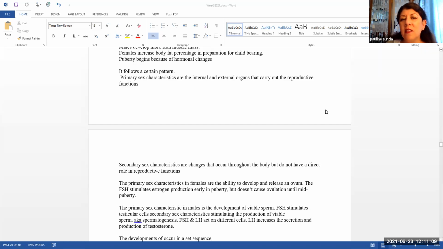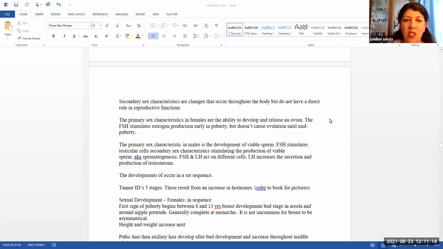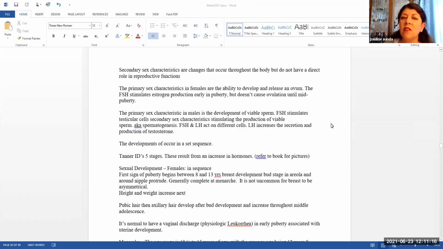Primary sex characteristics are the internal and external organs that carry out the reproductive functions. Secondary sex characteristics are changes that occur throughout the body, but do not have a direct role in reproductive functions.